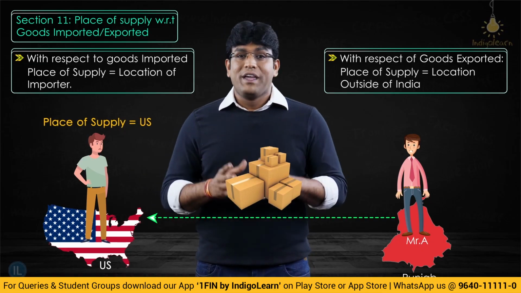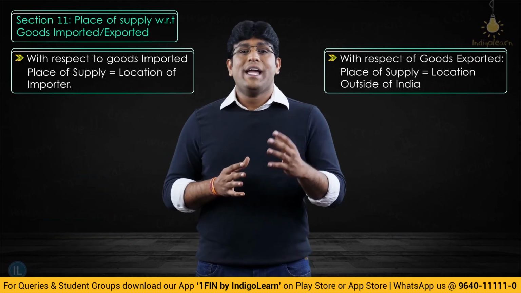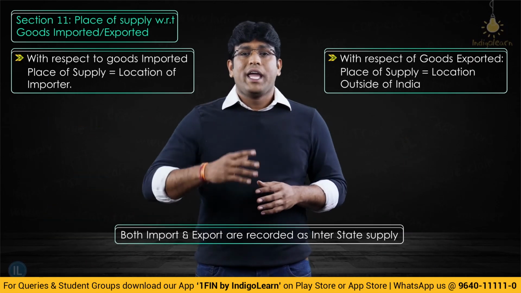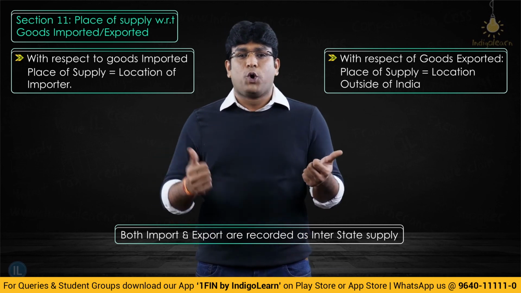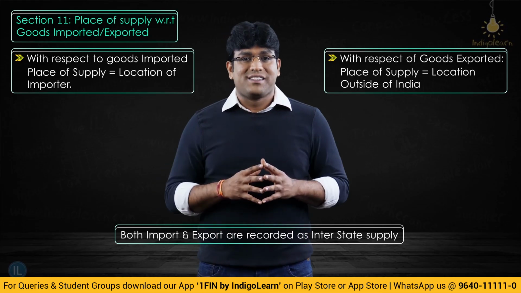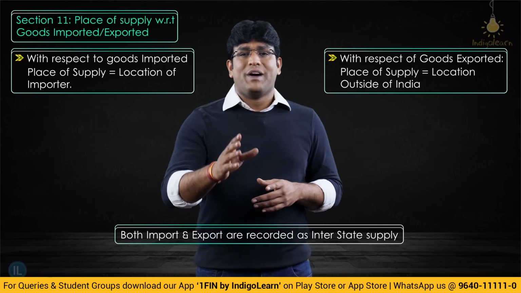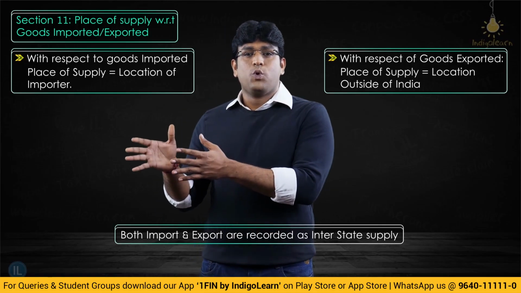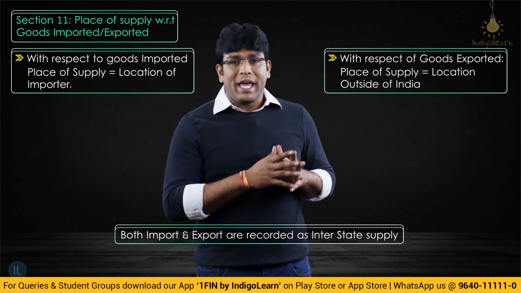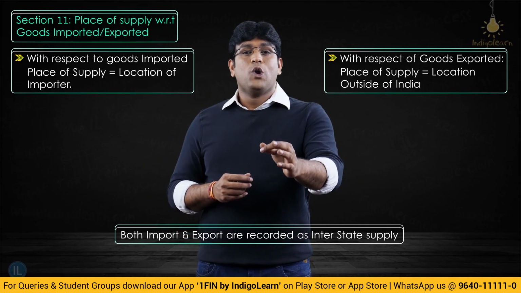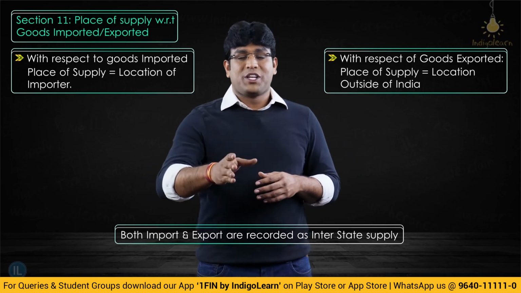I hope we remember the concept which I already told you that export is regarded as an interstate supply. For that matter, import is also regarded as interstate supply. Whether a transaction is import or export, it is still regarded as interstate supply. Clear friends? That's the story of section 11, a very simple concept. With respect to goods imported, place of supply will be the location of the importer. With respect to goods exported, place of supply will be a location outside India. That is the story of section 11.